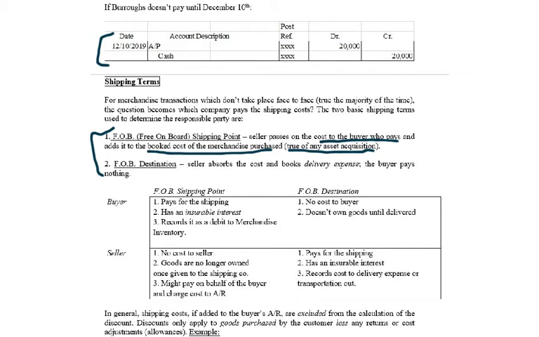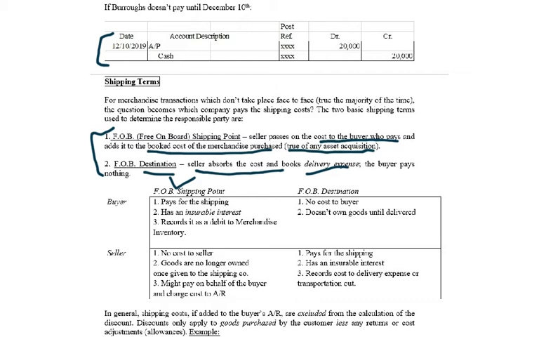And if we switch to FOB destination, now we're saying it's free to where the goods are going because that's where the buyer is. So now the seller is going to absorb the cost here, and they're going to book delivery expense because the buyer's paying nothing. So let's look at how these two terms affect the two parties to this transaction, buyer and seller. So first we'll focus on FOB shipping point.